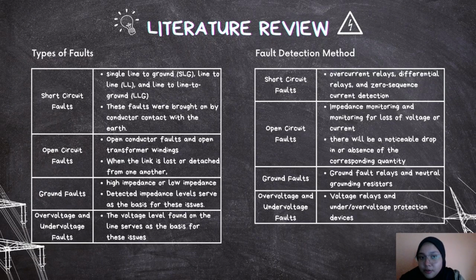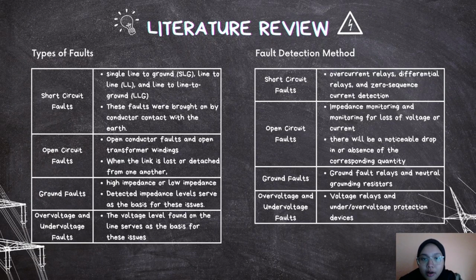So for the types of fault, there are 4 types of fault that can be gathered in this project, which are short circuit fault, open circuit fault, ground fault, and over voltage and under voltage fault. For the short circuit fault, it can be categorized into 3 parts, which are single line to ground, line to line, and double line to ground. These faults were brought on by conductors' contact with the earth.